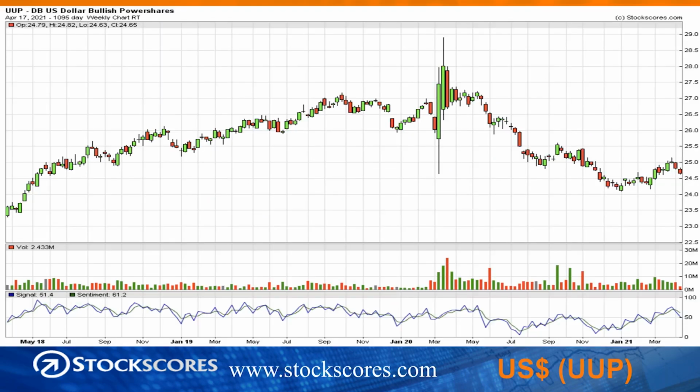On to currencies, US dollar still trying to stabilize after many months of weakness, but it is building rising bottoms. It has broken the downward trend line. So I think in the months ahead, it should continue to stabilize and strengthen.